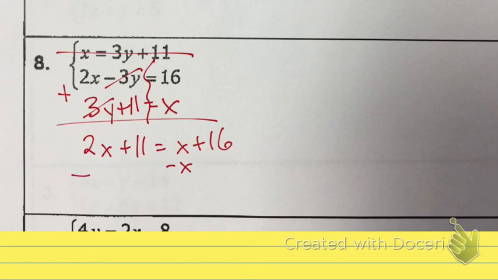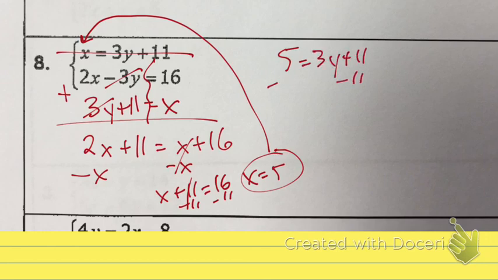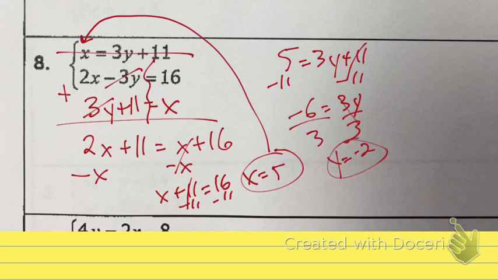I subtract x from both sides. x plus 11 is 16, which means x must be 5. That's what I got. Once I know x is 5, you can put it into any equation you want and solve for y. So (5, -2) would be the point at which these two lines cross.